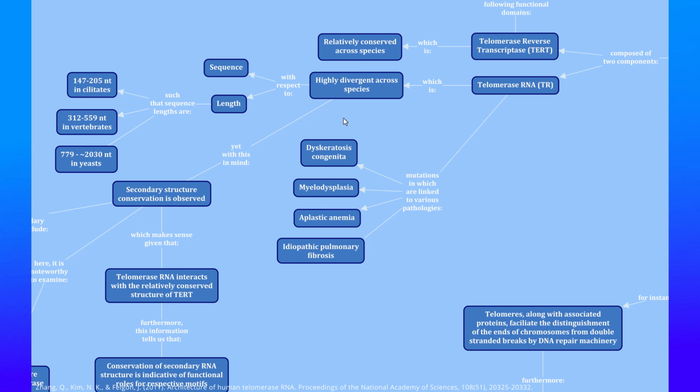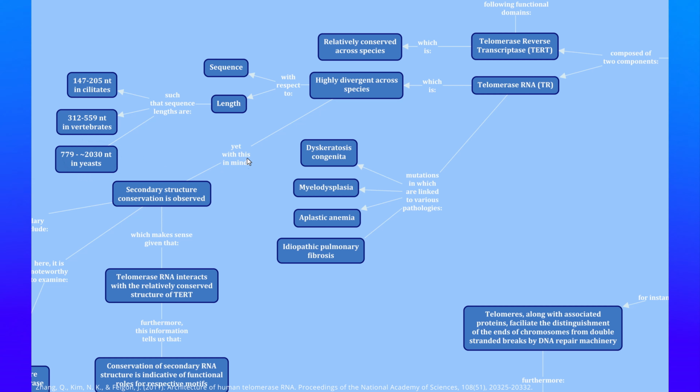And what you have to keep in mind is that when we say that telomerase RNA is highly divergent across species, we mean that it is divergent with respect to sequence as well as length. So the sequence lengths are the following. For ciliates, the sequence length of telomerase RNA is roughly 147 to 205 nucleotides. For vertebrates, it's roughly 312 to 515 nucleotides. And in yeast, it can be anywhere from 779 to over 2030 nucleotides in length.